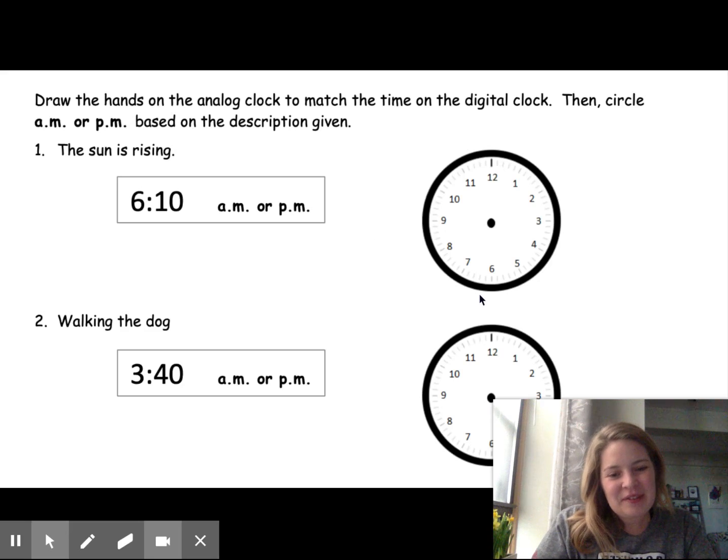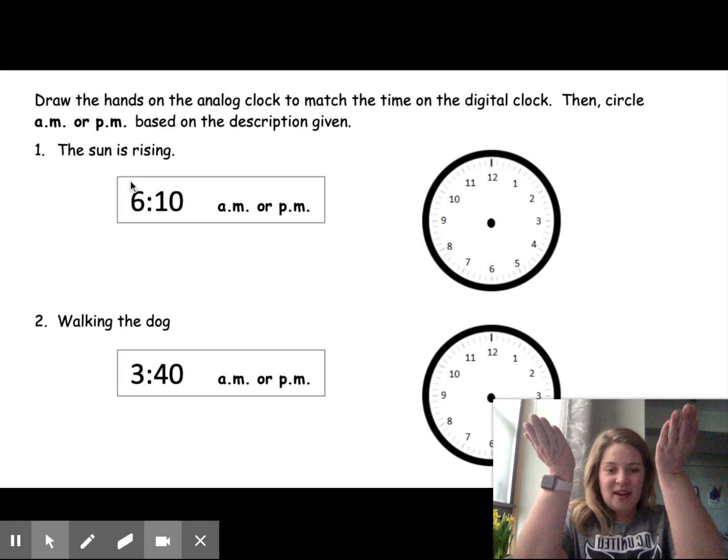After that review, let's try some more with AM and PM. First, we need to draw the hands on the clock to match the time, and then we need to decide if it's morning or afternoon. The sun is rising. Rising means coming up.